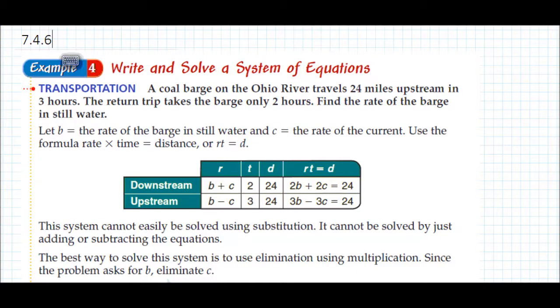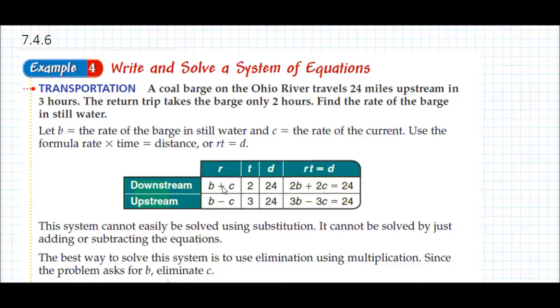Okay, example number 4, write and solve an equation. Alright, a coal barge in the Ohio River travels 24 miles upstream in 3 hours. Alright, so we wrote an upstream equation, 24 miles is the rate times 3 hours. The return trip only takes 2 hours. Find the rate of the barge in still water. Alright, let B be the rate of the barge in still water, and C be the rate of the current. Okay, use the formula to find the distance.